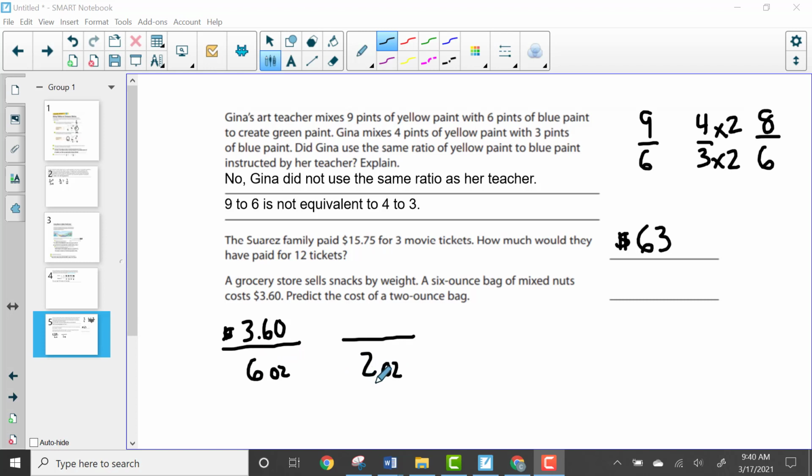So what happens to 6 in order to get it to 2? We have to divide by 3. And therefore, since we divide one term by 3, we have to divide the other term by 3 in order to get an equivalent ratio. So $3.60 divided by 3 is going to give us $1.20. So that's how much it costs for a 2-ounce bag.